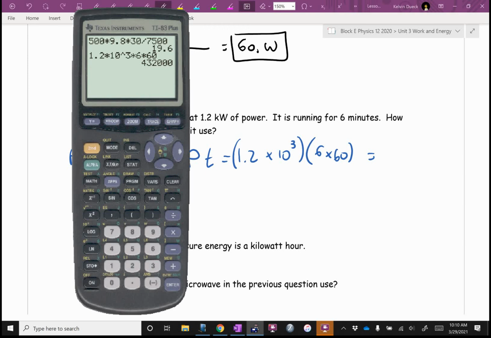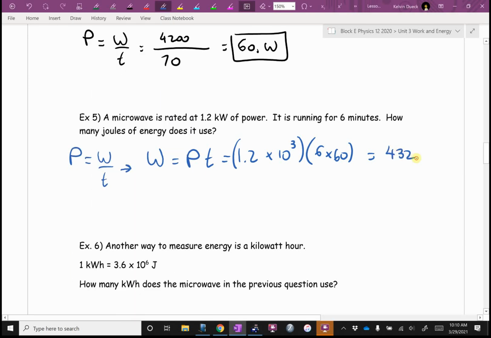You only get 432,000 joules. So you run a microwave for 6 minutes, it's almost 500,000 joules of energy used up. It's almost 500,000 joules of work that the hydroelectric dam had to do. What I'm really saying is, Percy, a joule is not very big.